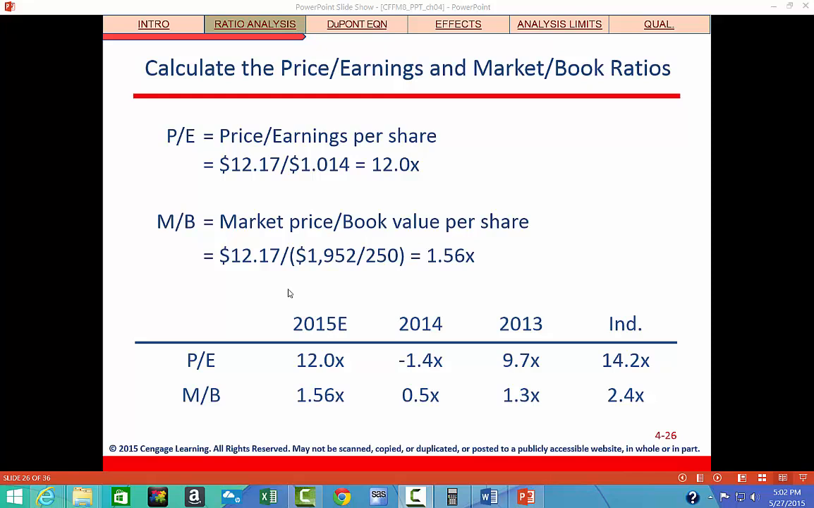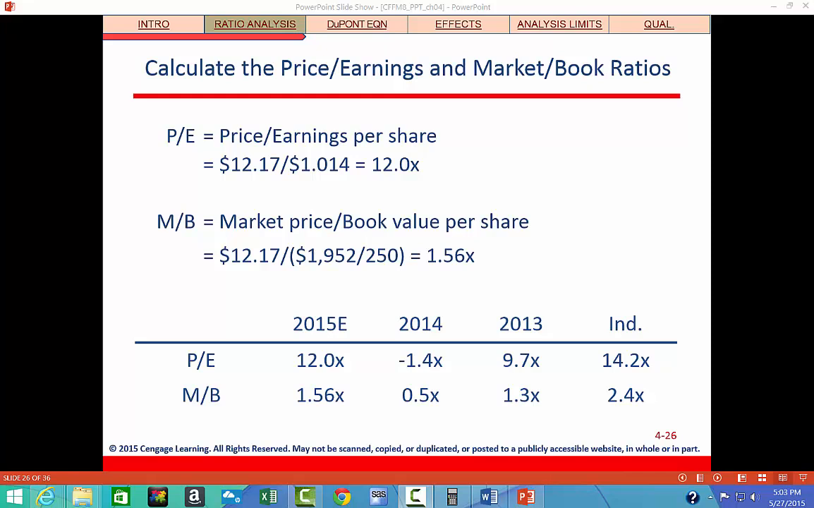And then the market to book ratio is just the market price per share divided by the book value per share. For the book value per share, you need to go to the balance sheet and look for the book value for 2015 of 1.9 million and divide it by the number of shares outstanding, and that gives you book value per share. And so you can see over time the PE ratio is less than the industry average, 12 versus 14.2, and the market to book ratio is also less than the industry average, 1.56 versus 2.4.